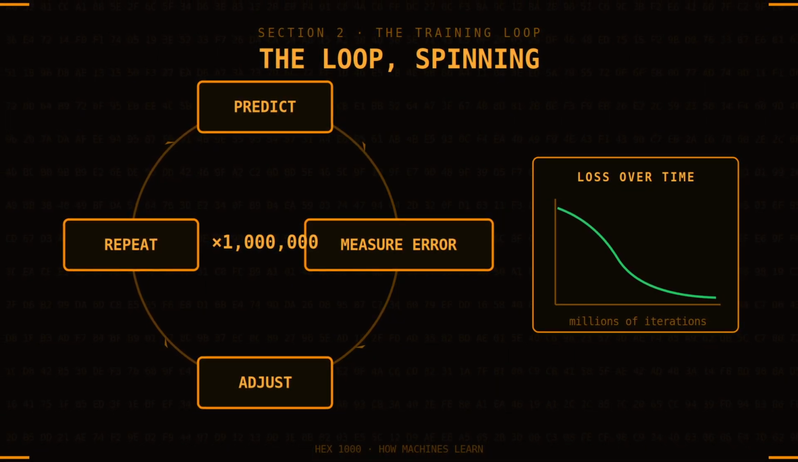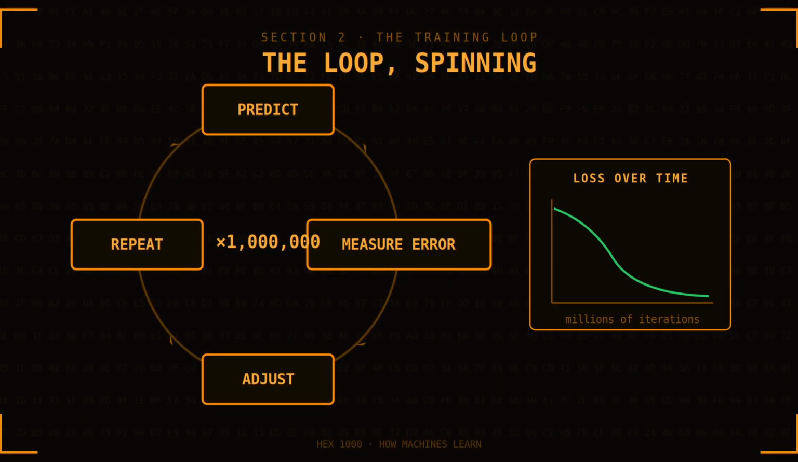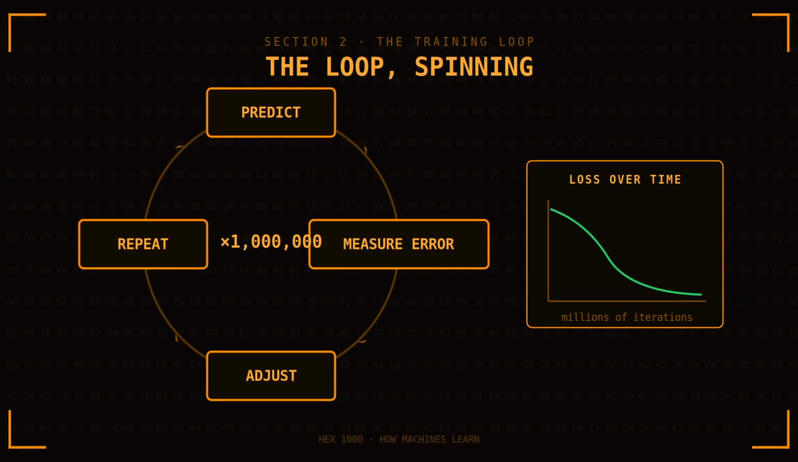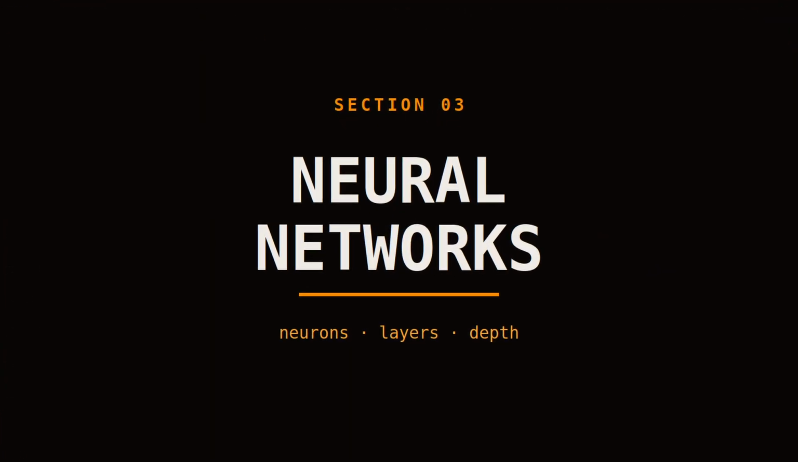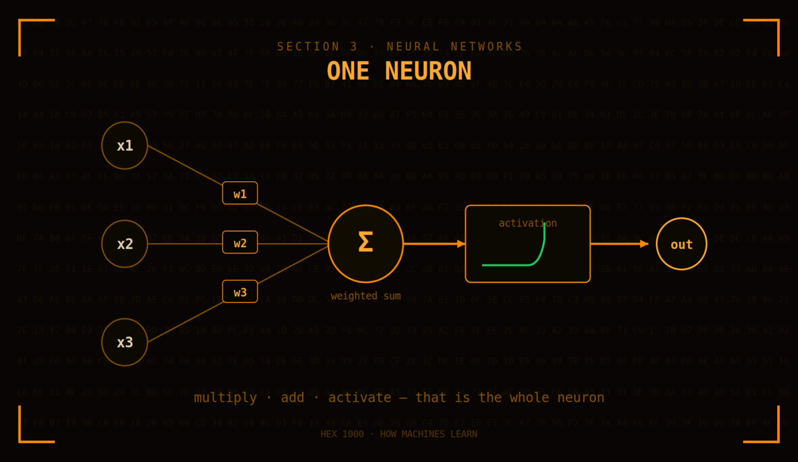That is the engine of all modern AI. Predict, measure, adjust, repeat. A loop. Turning data into tuned parameters. Everything else is a detail on top of this. So far, I've been saying the model as if it's a box, so let's open it.